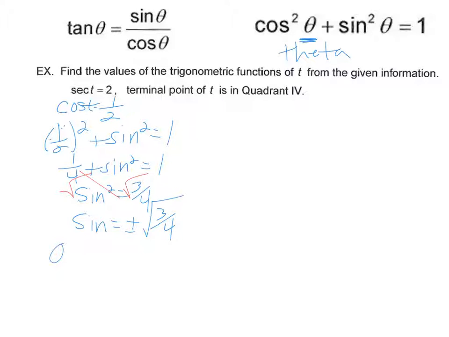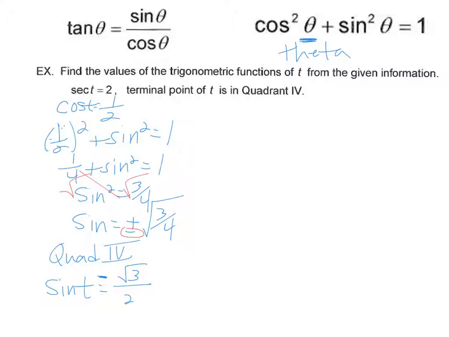But we're in quadrant 4. And in quadrant 4, the sine is negative. So we'll just use the negative value. So the sine of t is equal to the square root of 3, and then I know the square root of 4 is 2, and it's negative. So the sine is negative square root of 3 over 2.